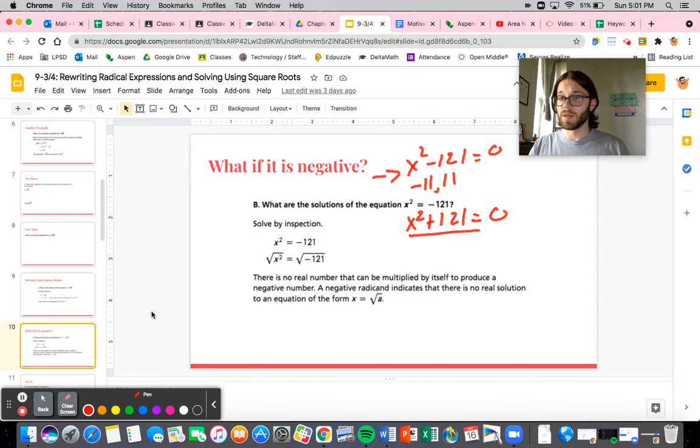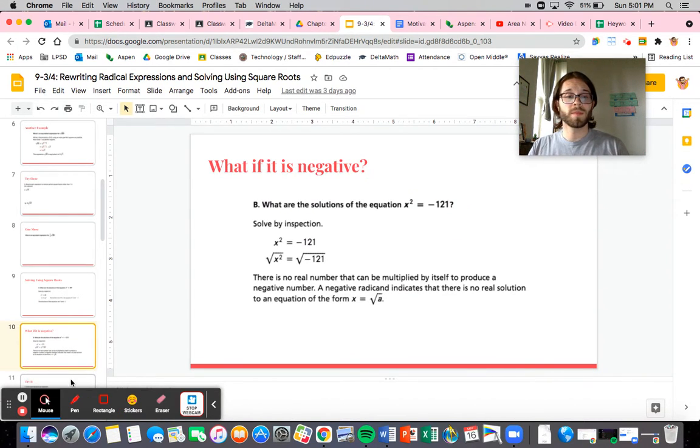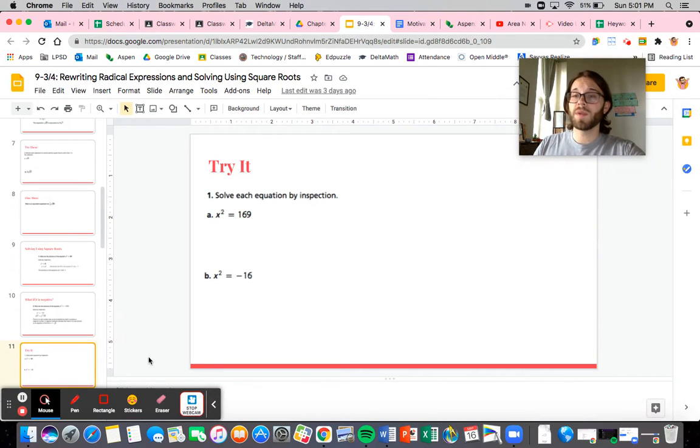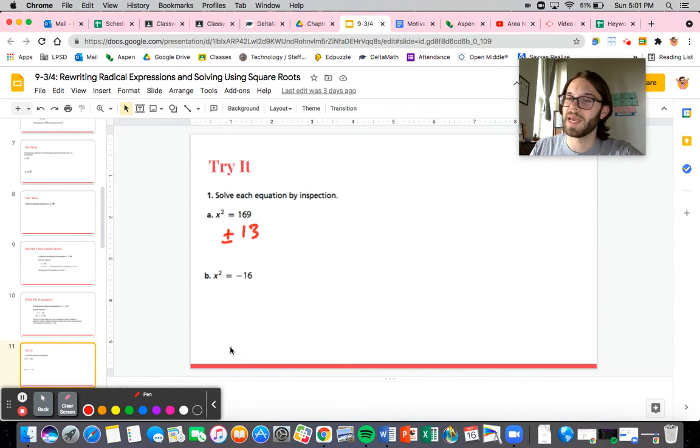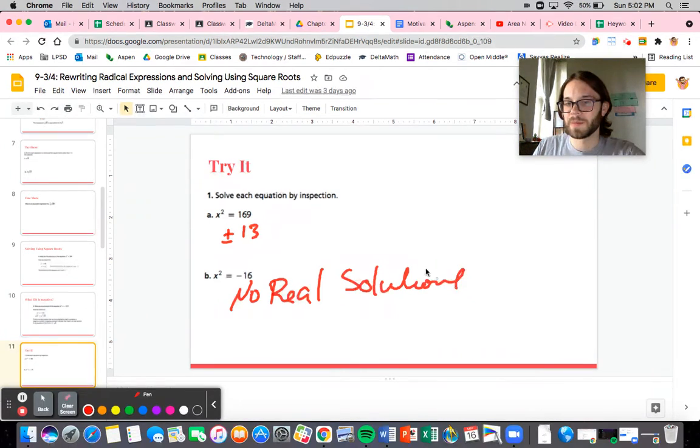There is a way that you'll be able to do this with imaginary numbers, but for our purposes at this time, there are no real solutions. All right, so if you did something like this, we want the square root of 169, you have plus or minus 13. If I took the square root of this, I would have the square root of negative 16, which we cannot solve using the methods we know thus far, so there are no real solutions.